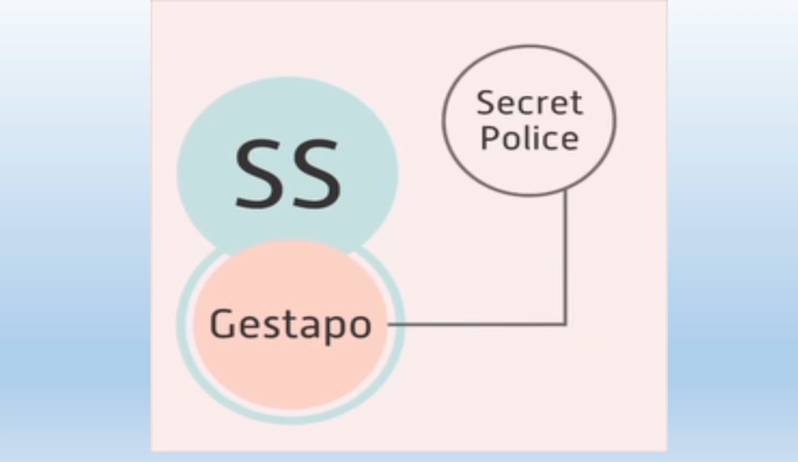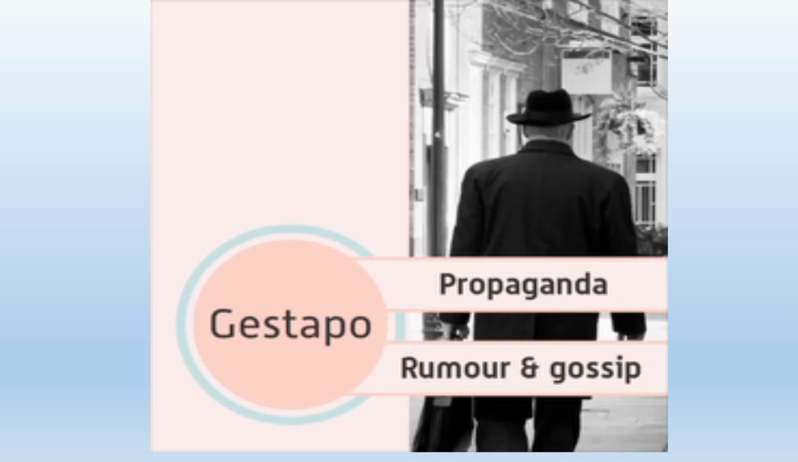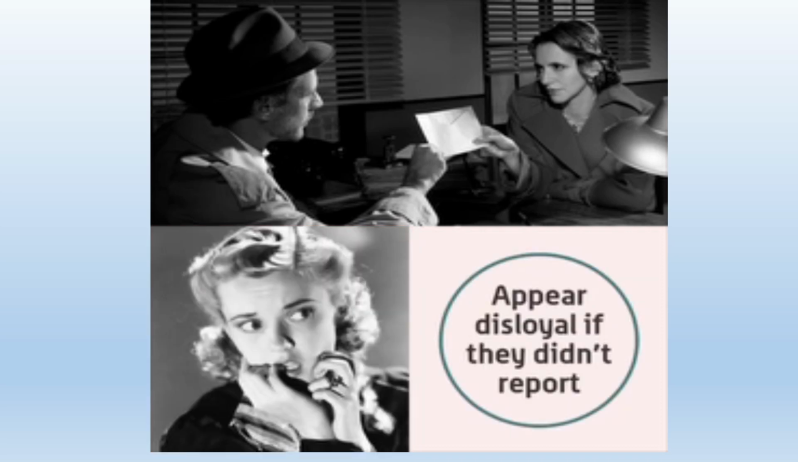The Gestapo were the official state secret police, whose job it was to find out information about enemies of the state. Nazi propaganda, as well as rumour and gossip, made German people think that the Gestapo were around every corner, listening to everything they said. Friends and families voluntarily gave testimonies against each other, scared they might appear disloyal to the Nazi German state if they didn't report everything they found, even slightly suspicious.